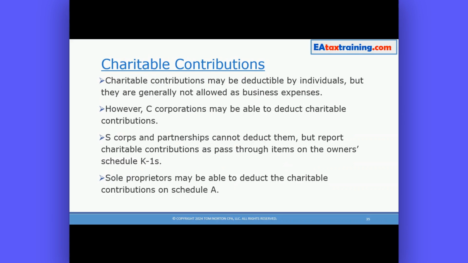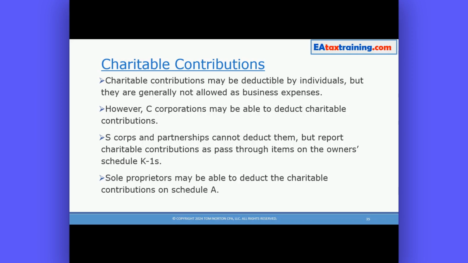Charitable contributions. We talked about this in part one. Of course, charitable contributions can be deductible by individuals in certain cases, but they're not generally allowed as business expenses, except C corporations may be able to deduct charitable contributions. So C corporations are separate taxpayers, so they may be able to deduct charitable contributions. We'll get more into that in the C Corp video.